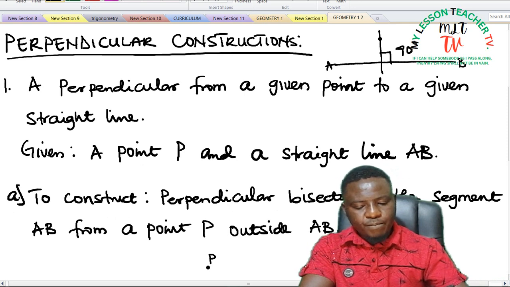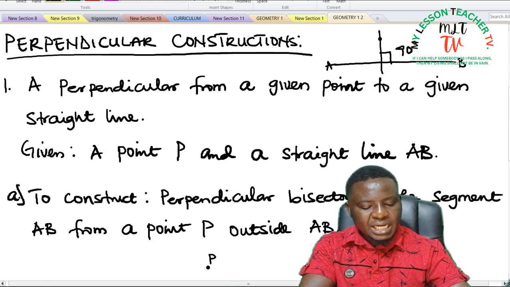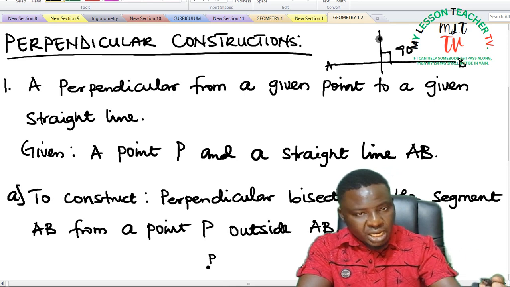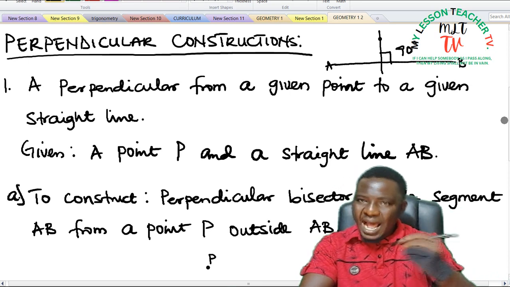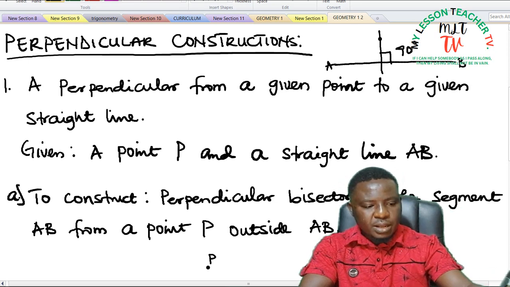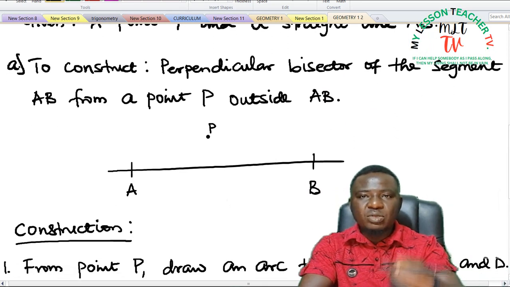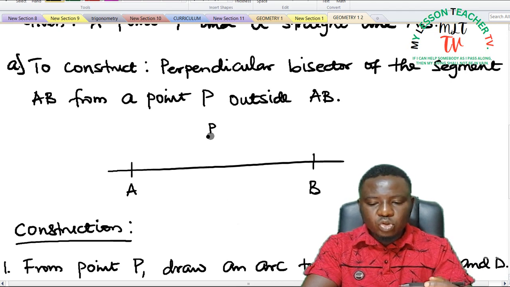Given a point and a straight line AB, as I have said, construct the perpendicular bisector of the segment AB from a point P outside AB. So the point may be outside of AB or in between AB. One of the aspects of a perpendicular line from a point may be to construct it from a point outside of AB. For example, this is the line AB with your point P, and we are asked to construct a perpendicular bisector of the segment AB from a point P outside AB.